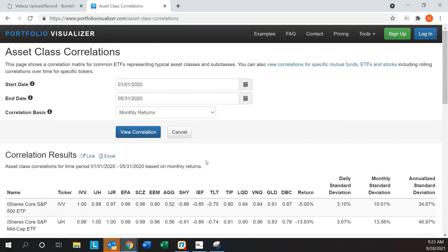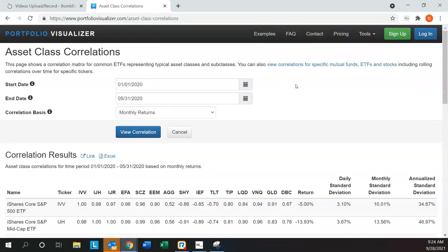So I'm on a website, you can see it here, portfoliovisualizer.com. Again, this is a free tool. And what we're going to be looking at is how your assets move in relation to each other. And there's a couple important points here. One, these relationships do change over time.